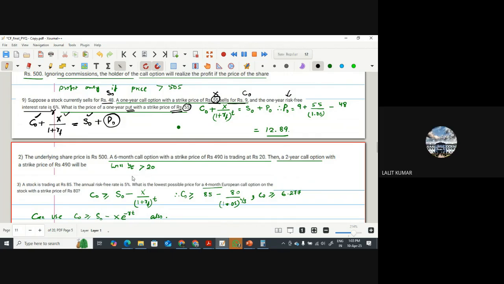Now we come to the underlying share of 500. Suppose in this problem the strike price is other than 55, then we cannot use this formula. The time duration and the strike price have to be the same. A 1-year call option, strike rate is the same.